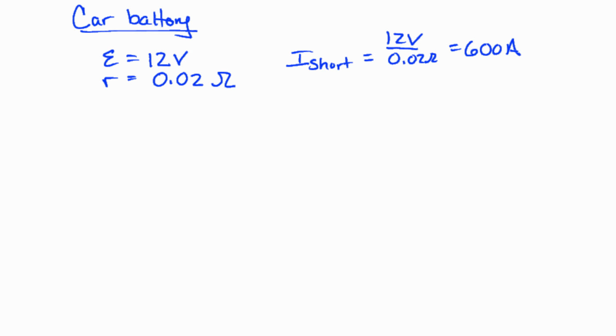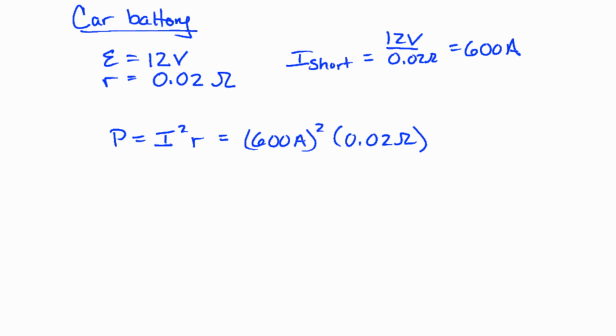So all that power that's created by the battery has to be dissipated somewhere, but the problem is it's going to be dissipated internally, inside the battery itself, because that's the only resistor that's available to dissipate the current. So if we calculate the power here, plug in our 600 amps for current, multiply by our internal resistance, and we find this is 7,200 watts. That is easily enough power to explode the battery.